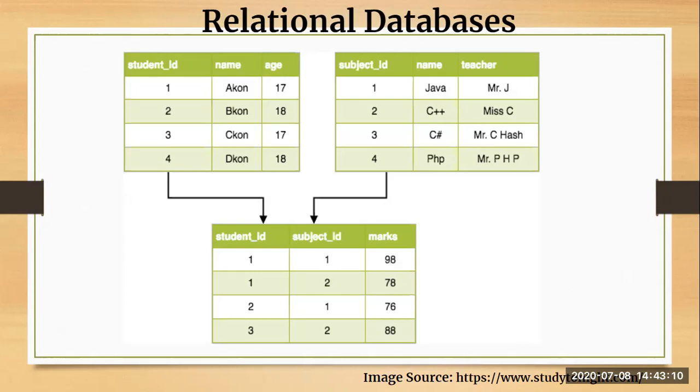As per the slide, you can see there are two tables here. One is your student table and one is your subject table. Under your student table, you have fields, that is student ID, student name and student age.